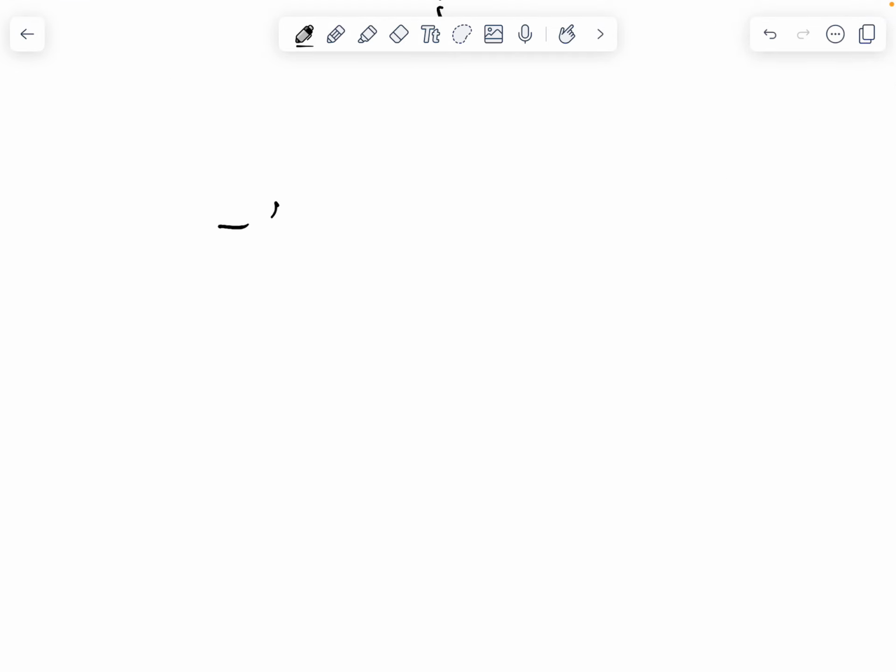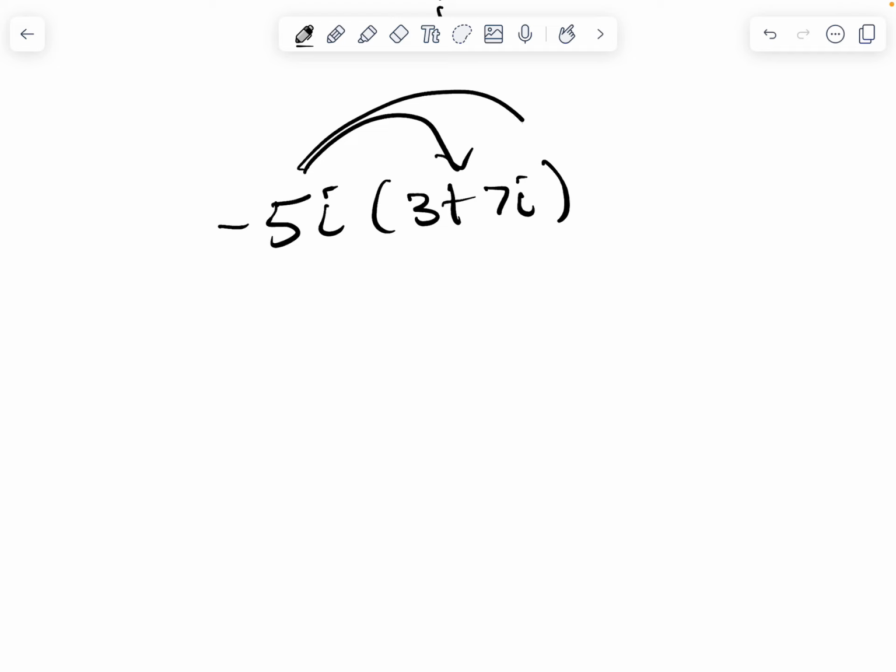So let's do this question. It's negative 5i times (3 plus 7i). And if you're working in the study guide, this is question 8 and 9. Okay, so this comes and hits this. This is just the distributive property. Negative 5i times 3 is going to be negative 15i. And negative 5i times 7i is going to be negative 35i squared.